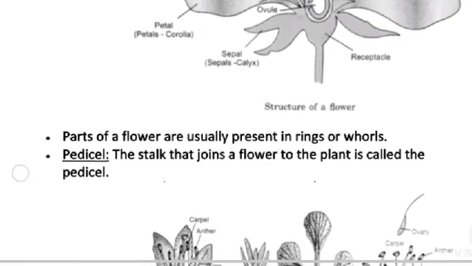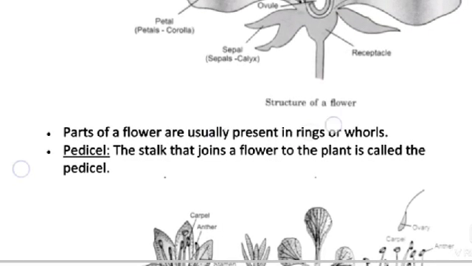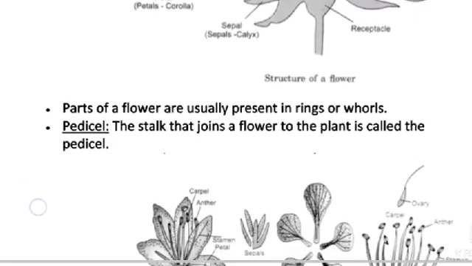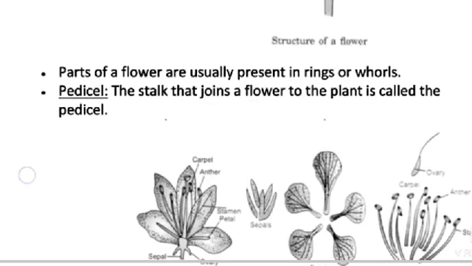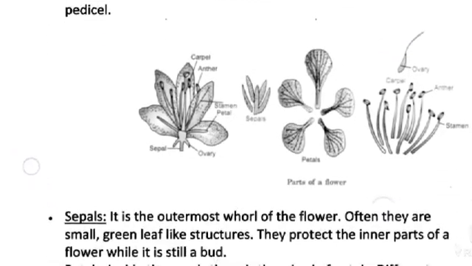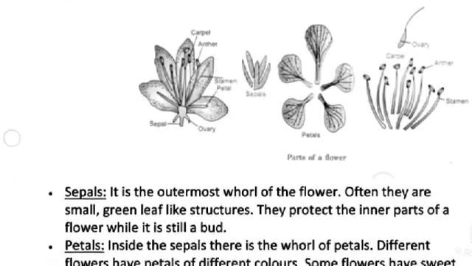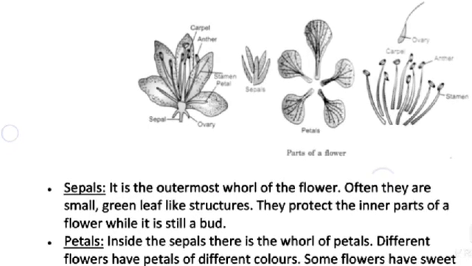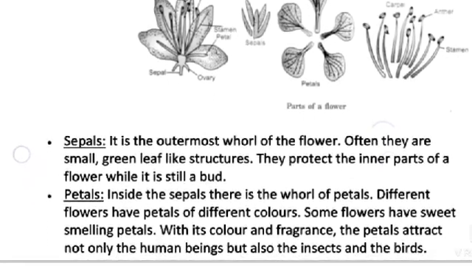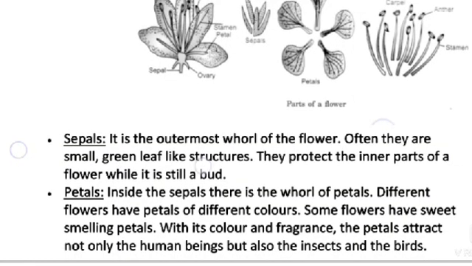Parts of the flower are usually present in rings or whorls. Pedicel, the stalk that joins a flower to the plant, is called the pedicel. Sepals, the outermost whorl of the flower. Often they are small, green leaf-like structures. They protect the inner part of a flower while it is still a bud.